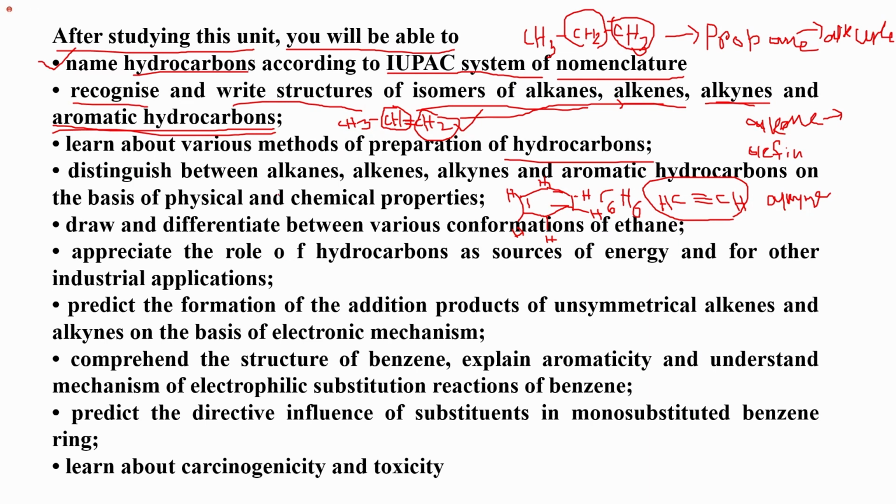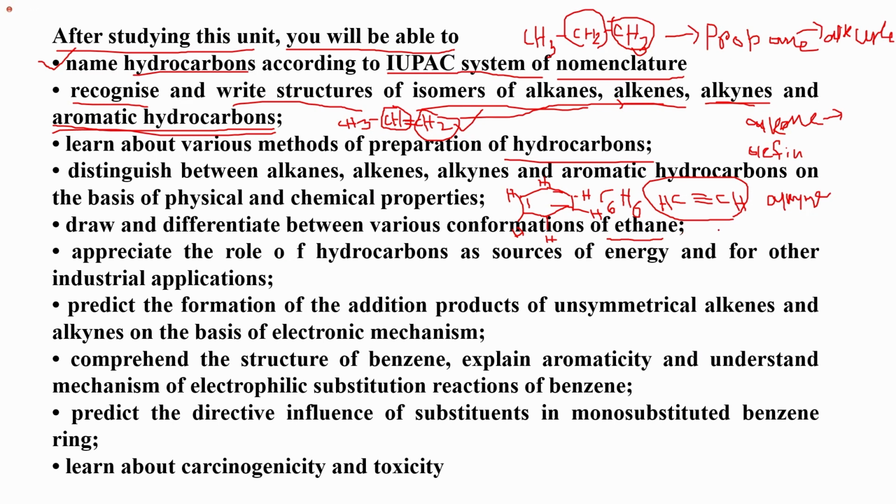Next, distinguish between alkanes, alkenes, alkynes and aromatic hydrocarbons on the basis of their physical and chemical properties. So how do we distinguish all of them? We can distinguish them based on their physical and chemical properties. Obviously, alkane and alkene are different because of their chemical properties, and aromatic hydrocarbons also have different chemical properties.